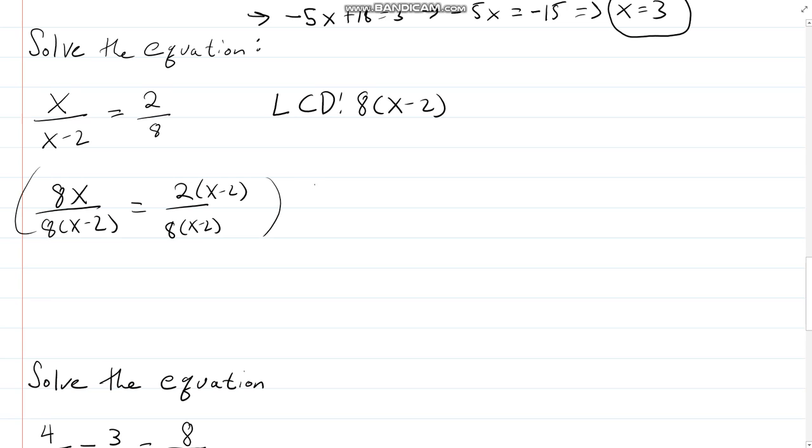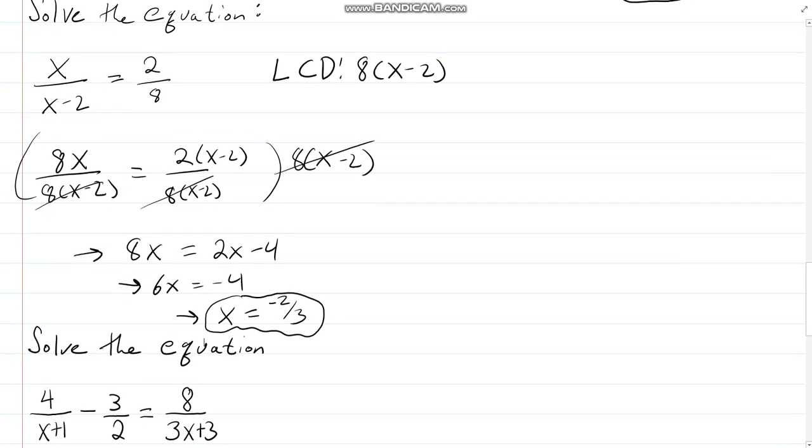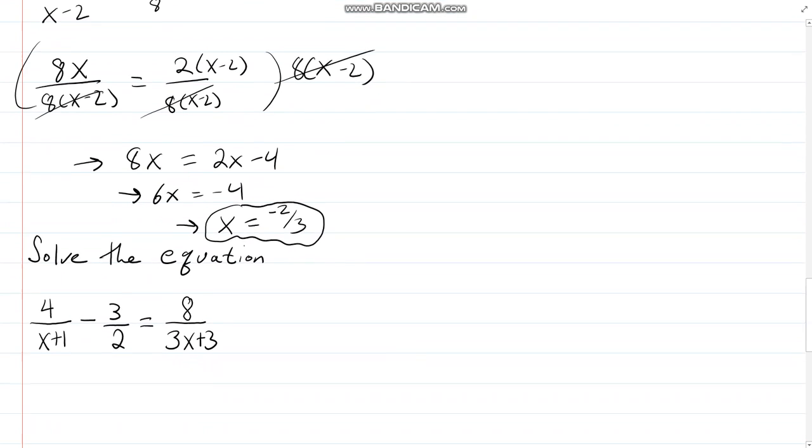And now I can multiply the whole equation by 8x minus 2. And so it totally reduces out. So you get 8x equals 2x minus 4. Subtract the 2x on both sides, you get 6x equals negative 4. Divide both sides by negative 4, you get x equals, or I'm sorry, divide both sides by 6, you're going to get negative 2/3. Nice. Okay. So I think that should work for you. That should be fine.